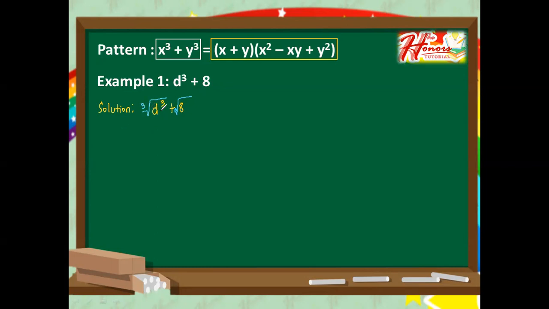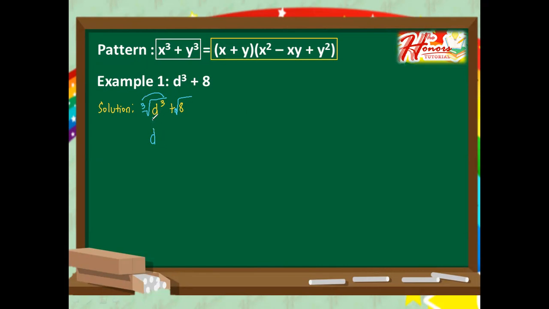For us to determine the cube root of d cubed, you have to divide this index, which is 3, by your exponent, which is 3 also. So 3 divided by 3 is equal to 1. So we have here d raised to 1, or you can just write it as d only. It is better if you have d only.